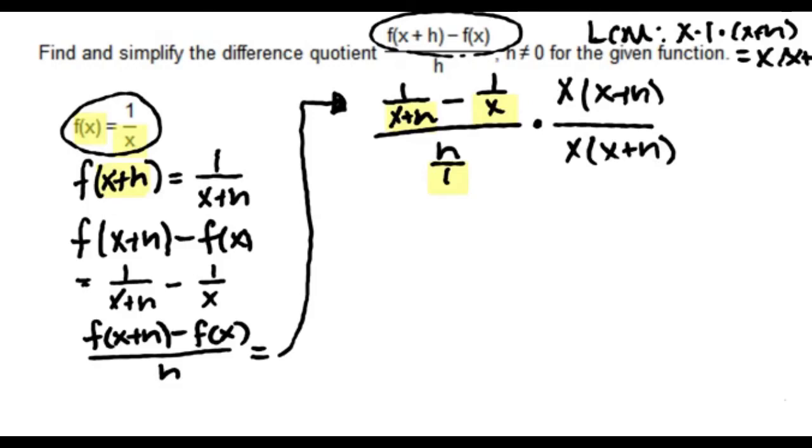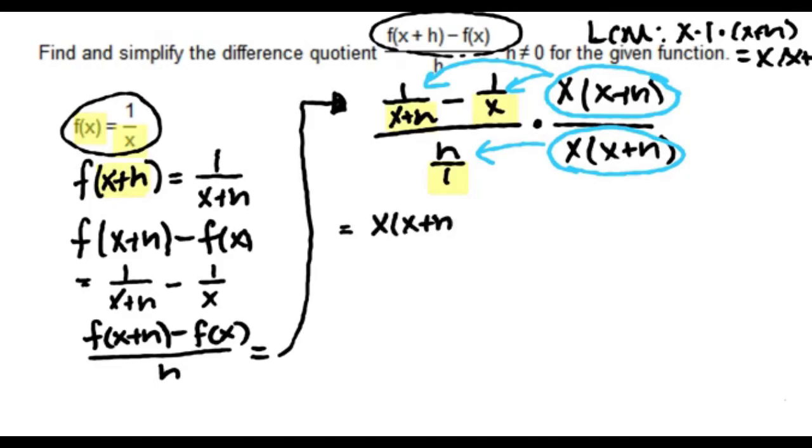Once we multiply this by both the numerator and denominator, we're going to use the distributive property. So I'm going to take this expression and multiply it times the first term and the second term. In the denominator, we only have one term, so we're just going to multiply it times that h. Now, when I apply the distributive property, in the numerator, I'll have x times x plus h over x plus h.